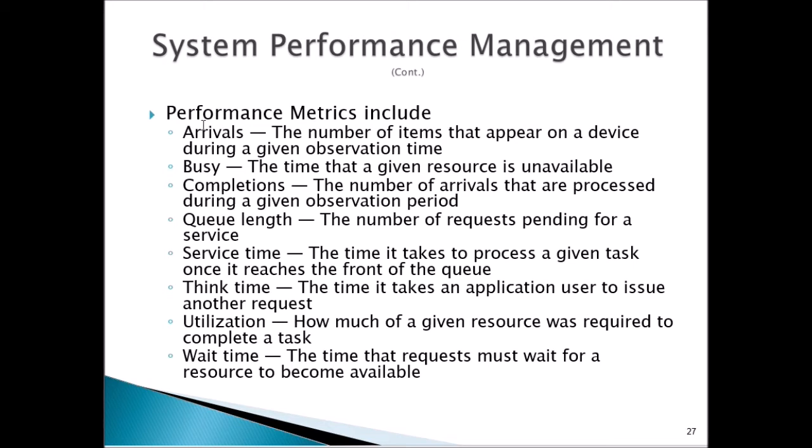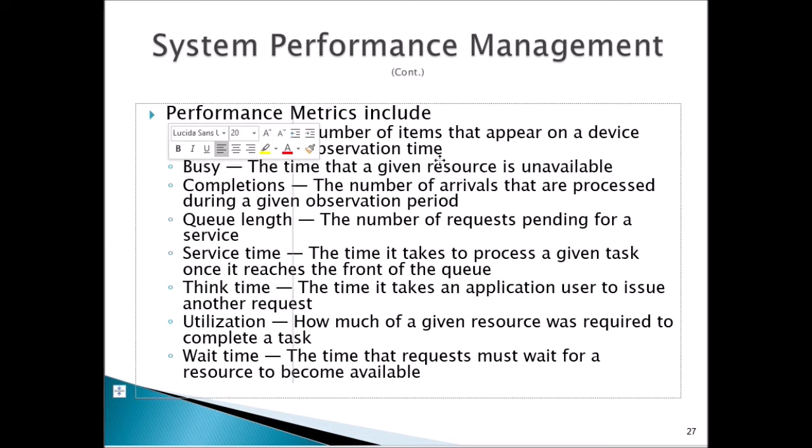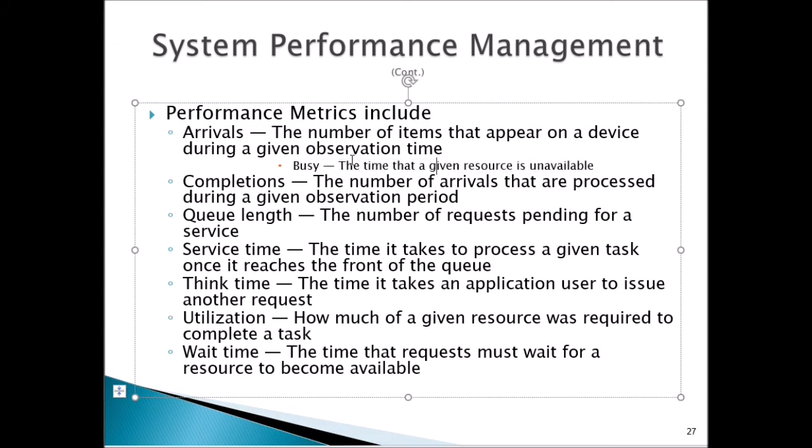So here are some examples. I'm not going to go through this entire slide, but I'll leave it open for a second regarding performance metrics. That includes arrivals and the busy time, or the time that a resource is unavailable. That's a critical metric right there. Completions are the number of arrivals that are processed, the size of the queue, the service time, the think time, that's the time it takes an application user to issue another request. Utilization and wait time. So you need to consider these metrics for the user experience as well as basic system functionality.